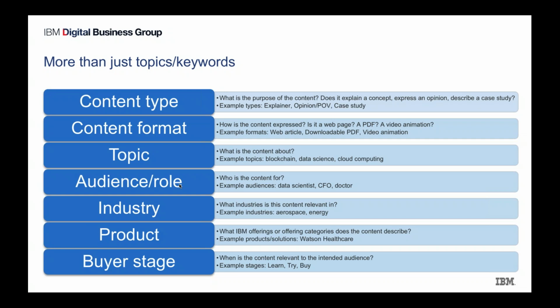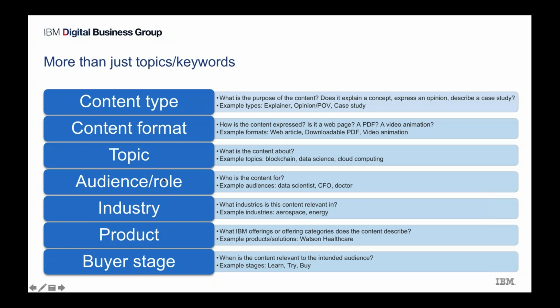Because not every piece of content is going to tie directly to a product, but when it does, you want to know. So Watson Healthcare or whatever the product is. And finally, buyer stage. For a given audience and a given piece of content, how does this fit in? Is this content that's going to support a learn stage of the buyer cycle for this audience, or a try stage, etc.